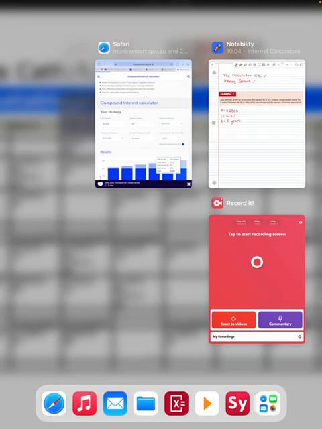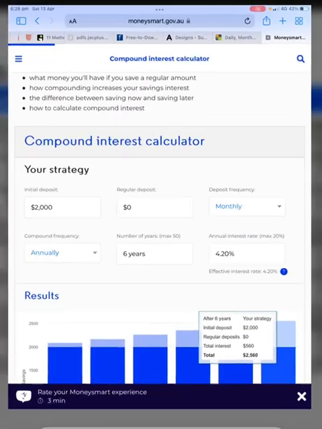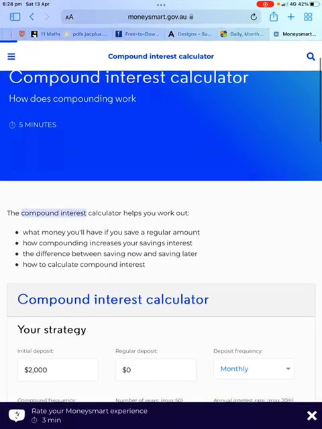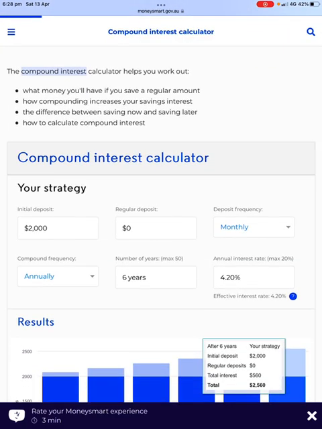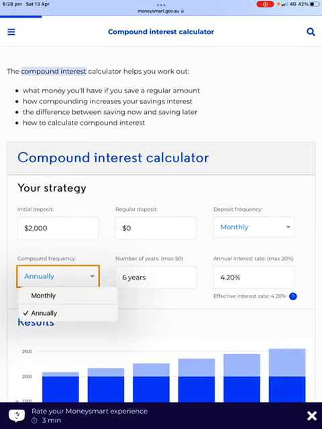If I just go back over, I prepared this earlier, but this is the MoneySmart website. Initial deposit is $2,000, so that's our principal amount. It does have an option for a regular deposit, but we're just going to put 0 in there. Compounded frequency, we can choose monthly or annually. Number of years is 6, and then 4.2 for our interest rate.